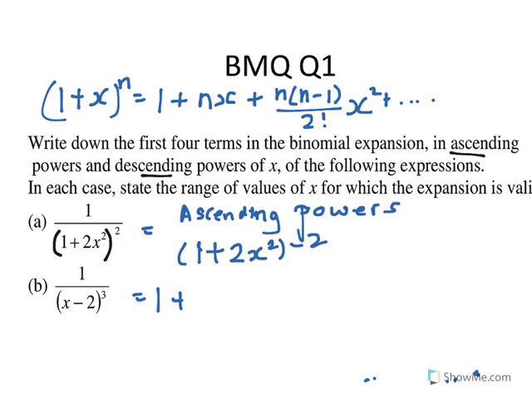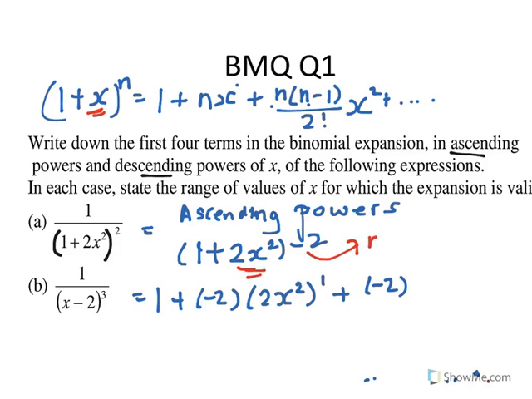First term 1, then n multiplied by x. This 2x squared over here is the same as the x we're using. So this is 2x squared to the power of 1, plus n times n minus 1 over 2 factorial. Our n is negative 2, this is our so-called n. So negative 2, negative 3 over 2 factorial, 2x squared to the power of 2.